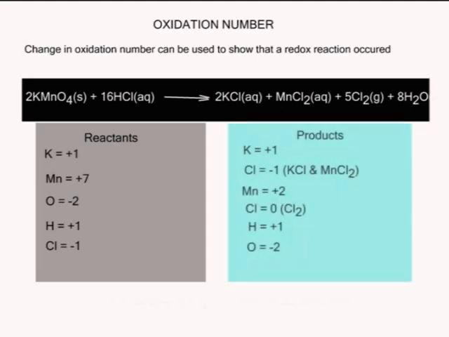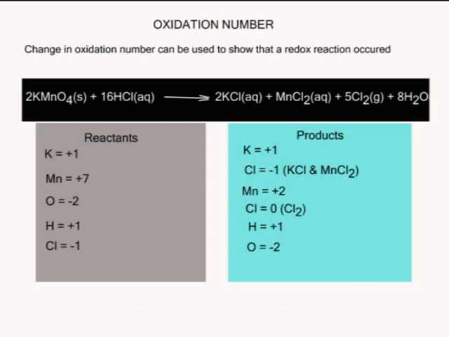If we look at the products, the oxidation numbers are as on your screen. Potassium +1, chlorine has -1. Manganese in manganese 2 chloride has +2. Chlorine has -1. In chlorine gas, the oxidation number is 0. The oxidation number of molecules is 0. In water, hydrogen has +1 and oxygen has -2. Now, if you look at the oxidation numbers of the elements in the reactants and then look at the oxidation numbers in the products, you notice that some of them changed, some of them did not. So let's look at that.